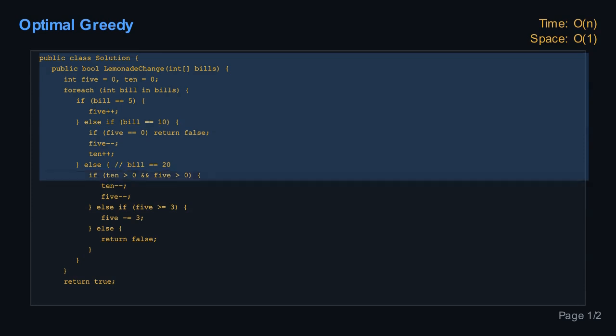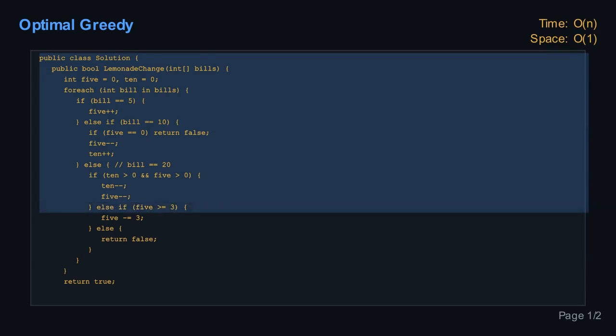If the customer pays with a $10 bill, we need to give them $5 change. We check if we have any $5 bills. If 5s is 0, meaning we have no $5 bills, we can't make change, so we immediately know we'll fail, and we return false. Otherwise, we use one $5 bill, so we subtract 1 from 5s, and we add the $10 bill to our tens count.